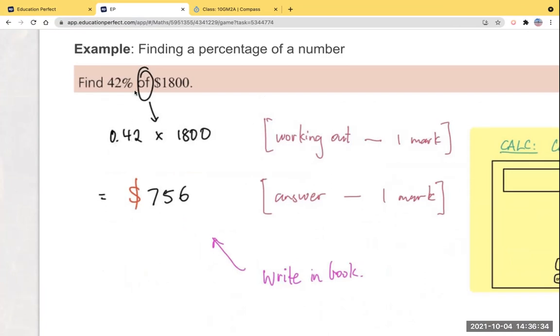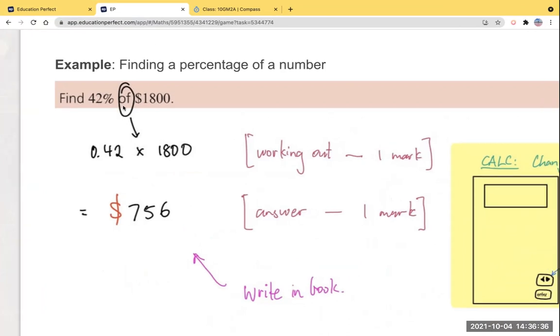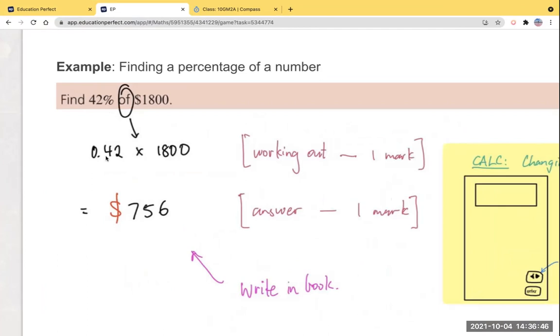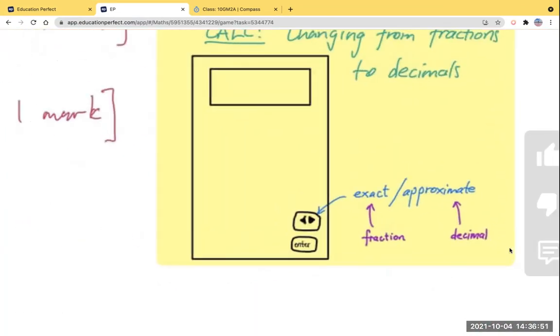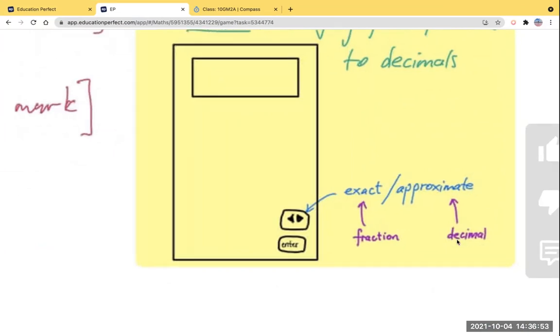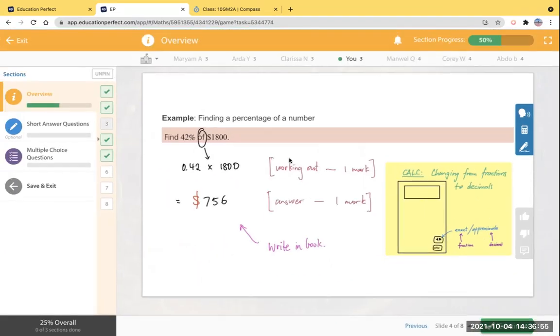What do you notice for the "of"? Times. Yeah, it's the same as times, yeah? What did I change the percentage to? A decimal. That's the one. Nice.